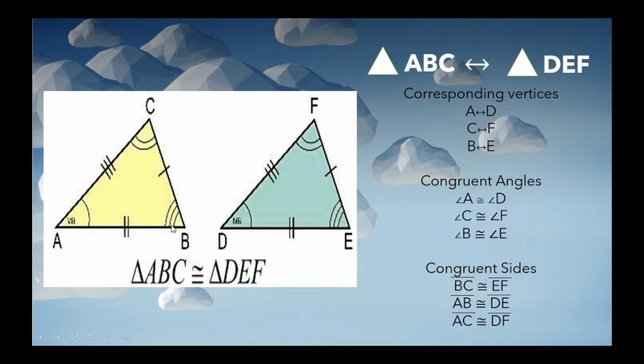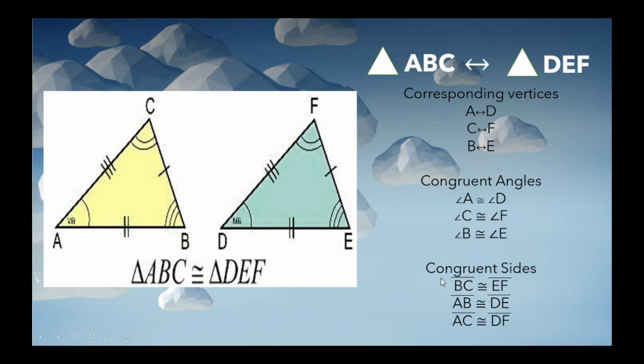Finally, angle B. Ilang mark yung nakikita nyo sa angle B? 3. So, yung kanyang ka-pair at ka-congruent angle is angle E. Meron din siyang 3 markings. So, these are the 3 congruent angles based on the markings.